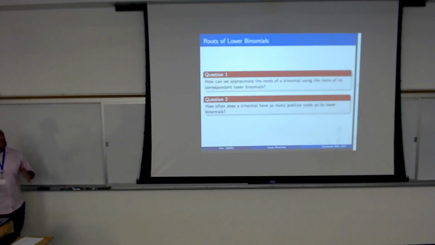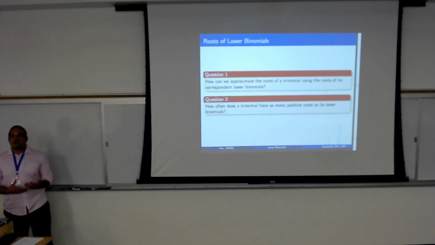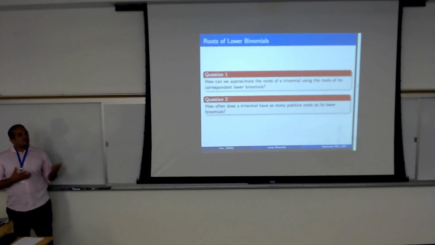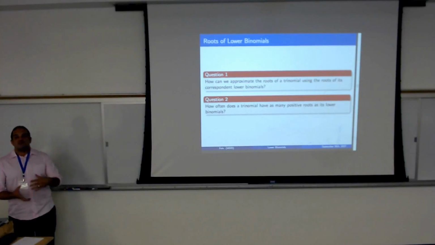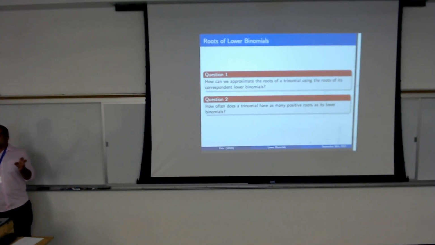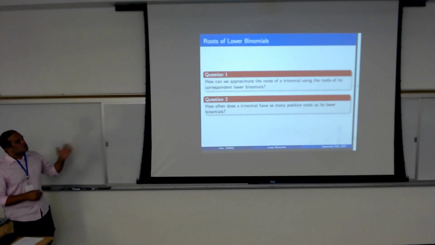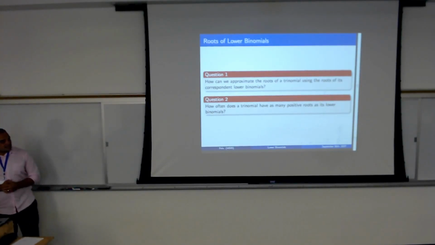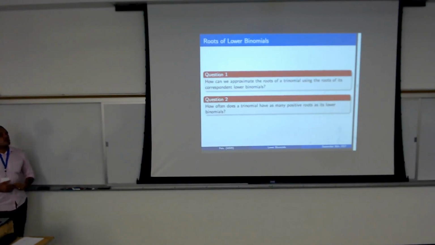As part of this project, we went in two directions. The natural question is the following. Does this persist, meaning that given a trinomial f, if you compute the roots of the lower binomials, these roots are always going to be a good approximation, whatever that means, of the two roots of f? And the second question, we're not going to talk about for the sake of time, but it's another interesting question, and is whether the number of positive roots of f is exactly the same as the number of positive roots of its lower binomials.